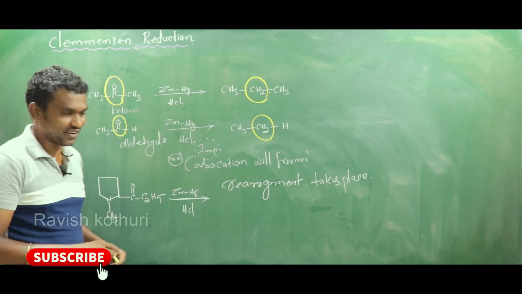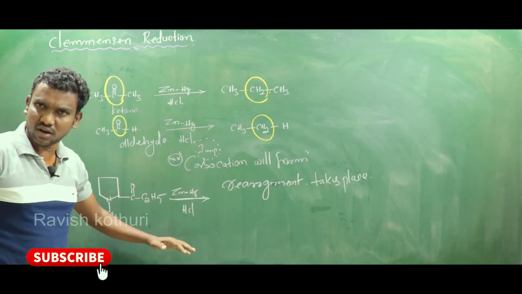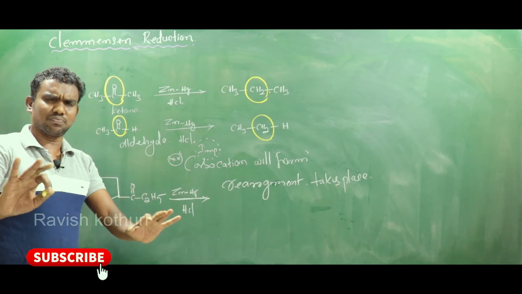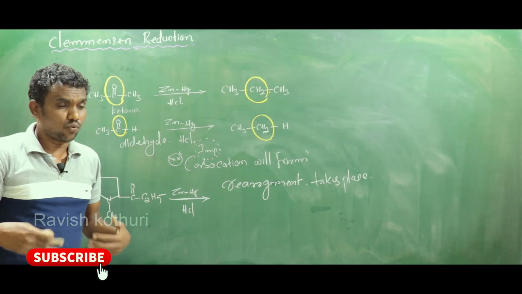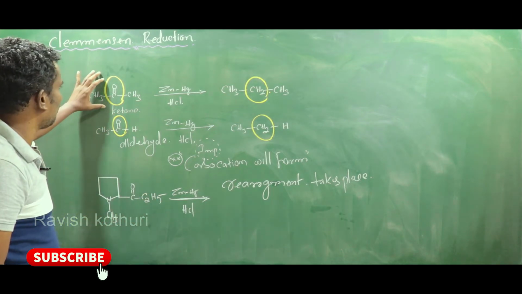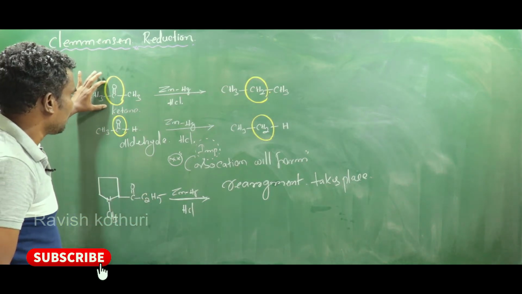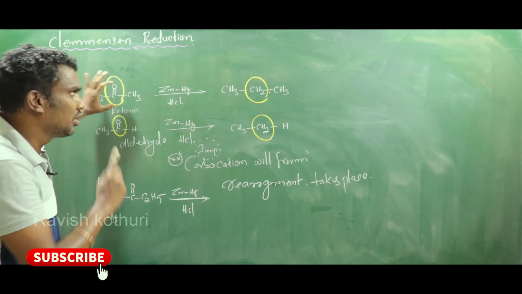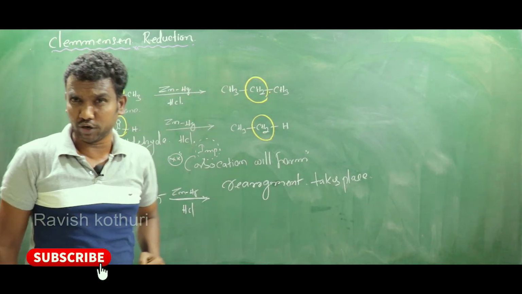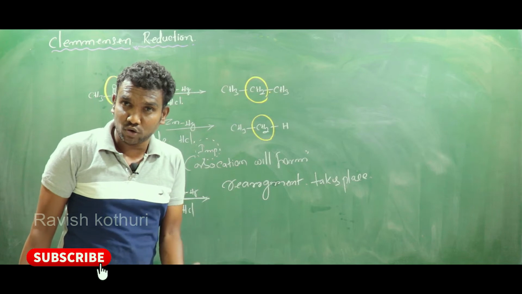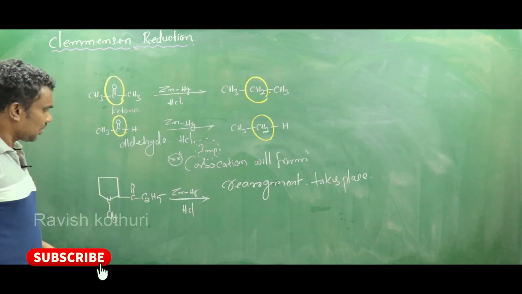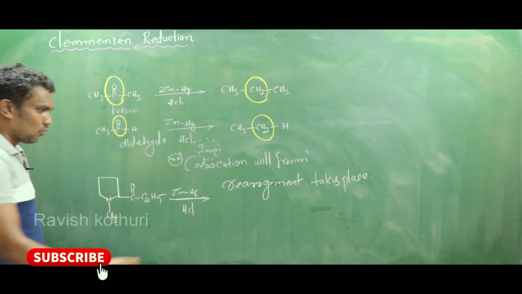I hope you are clear, everyone. So first you have to add zinc, after that HCl, my dears. So what is important? That the carbonyl group converts to a methylene group. That is very important. You have to remember, right? So now see, what is the product?